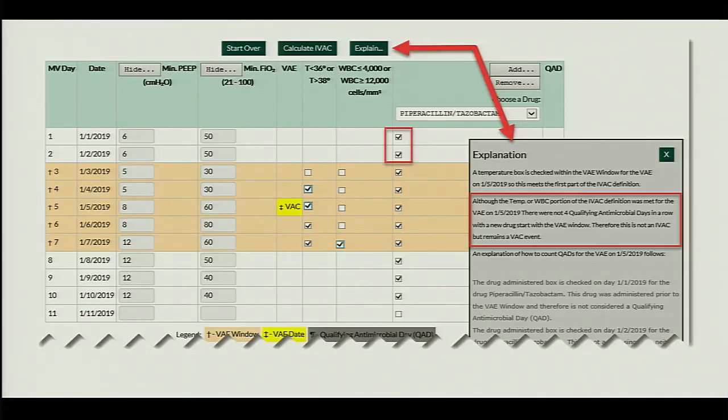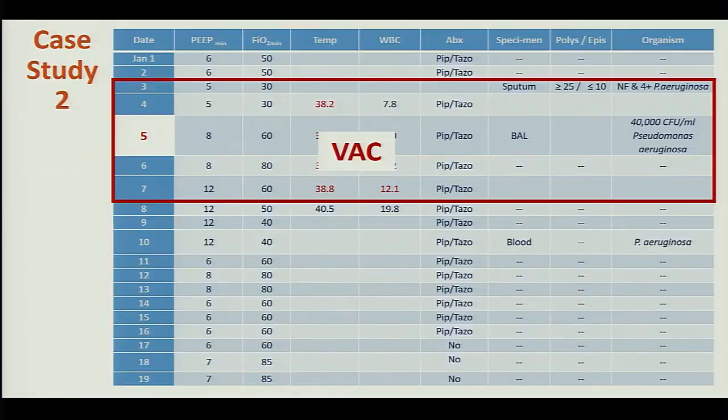Again, just pointing out the importance of these 2 days. If you had antimicrobial administration on those 2 days outside of the VAE window, make sure you're using those because that's going to impact whether or not you have a new antimicrobial agent that can contribute to accruing the greater than or equal to 4 QADs.